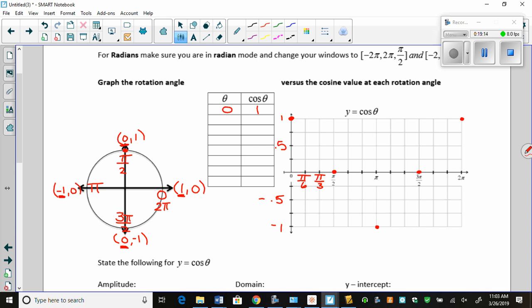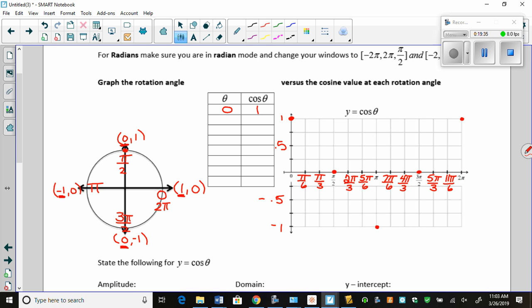Pi over 6, 2 pi over 6, 3 pi over 6, 4 pi over 6. So 2 pi over 3, 5 pi over 6, 6 pi over 6, 7 pi over 6, 8 pi over 6, 4 pi over 3. 9 pi over 6, 10 pi over 6, 5 pi over 3, 11 pi over 6.